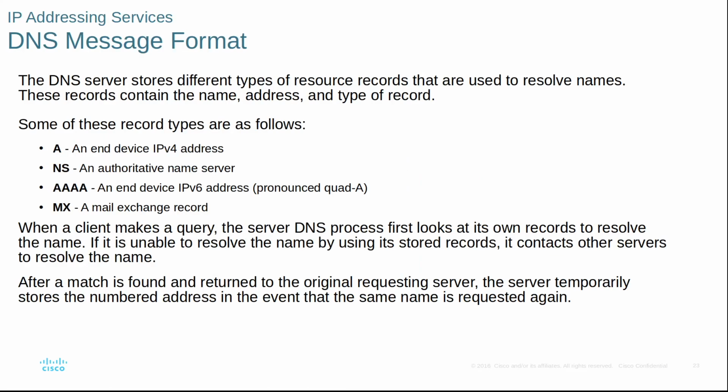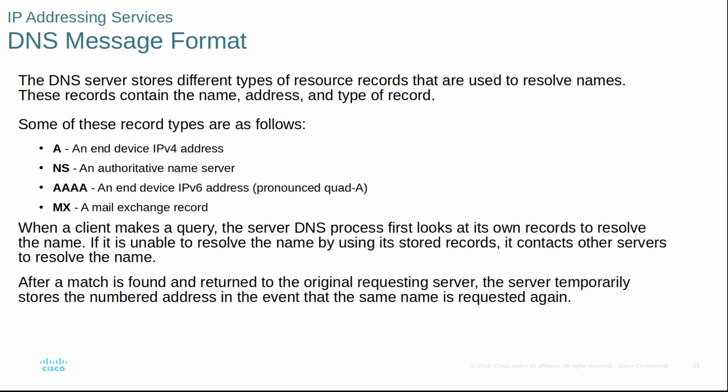A DNS server stores different types of records that are used to resolve names. These records contain the name, address, and type of record. Some of the records that you're going to see are A and quadruple A records. A records are used for IPv4. Quad A, or quadruple A, are used for IPv6.